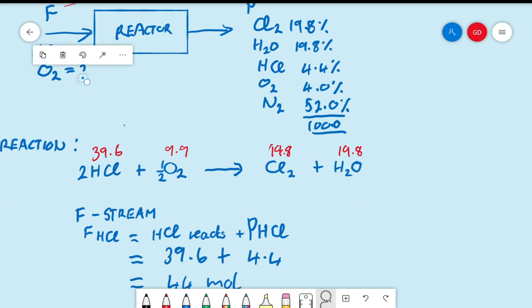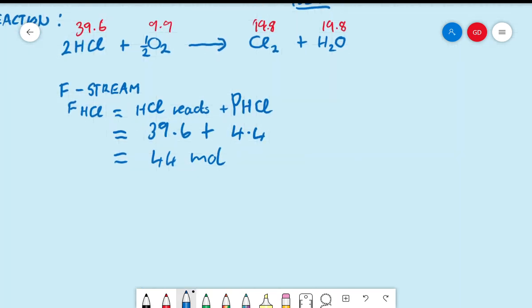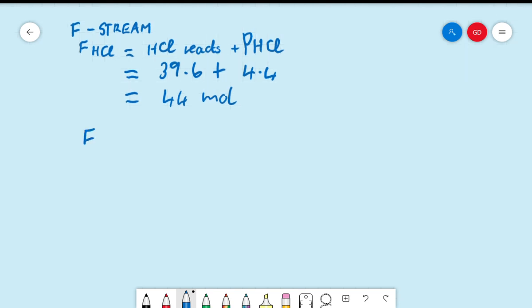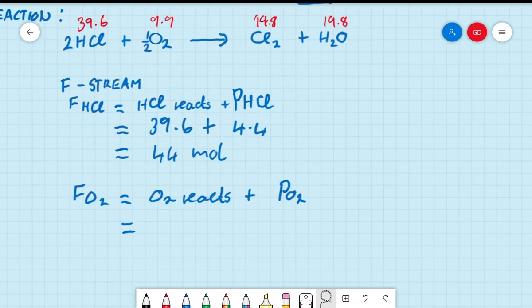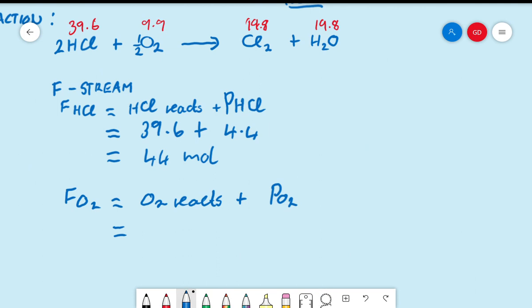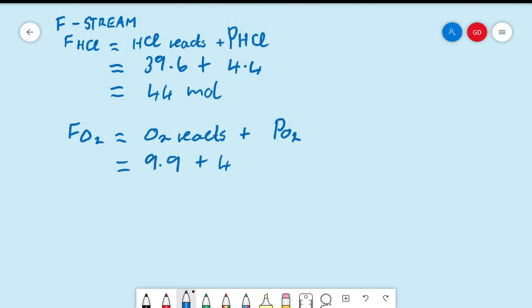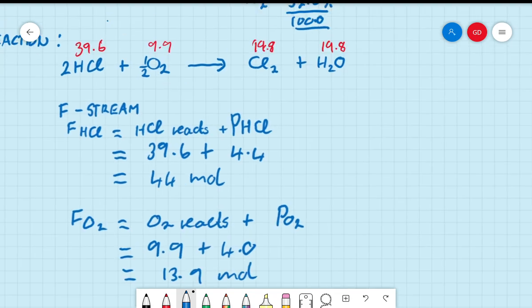So let's go and find the oxygen now. How much is our oxygen? The oxygen in the feed is given by the oxygen that reacts plus the oxygen produced, so oxygen in P. The oxygen that reacts is this oxygen here, 9.9, and the oxygen that is produced is this oxygen here, 4.0. So it's 9.9 plus the oxygen produced, which is plus 4.0. The total there is 13.9 moles. So that's how you determine your moles. Now once you have that, it becomes easier for you to determine the limiting reactant.